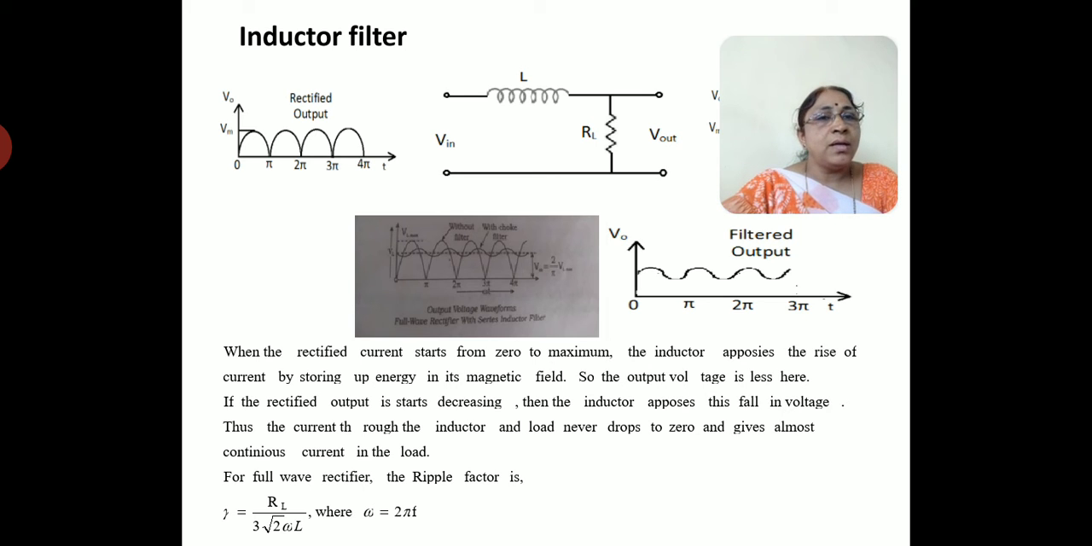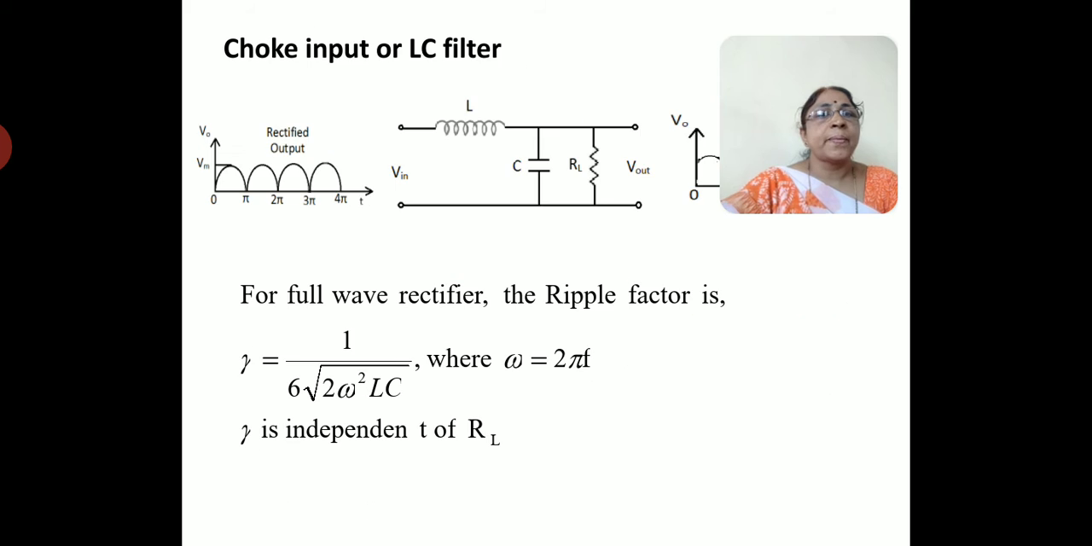Using L and C, we can get a better filter than this one. The full wave rectifier has a ripple factor that depends upon omega and L. That is, gamma is equal to RL divided by 3 square root of 2 omega L, where omega is equal to 2 pi f.